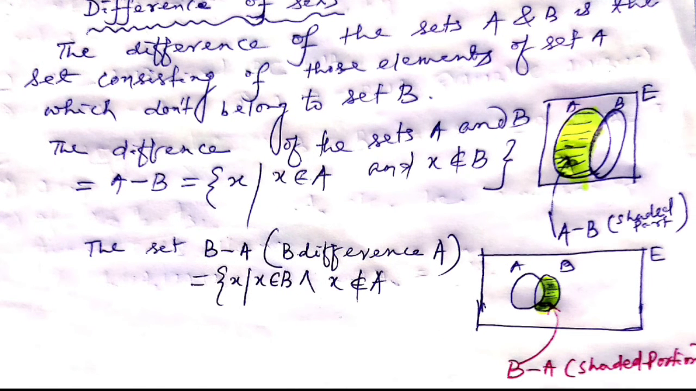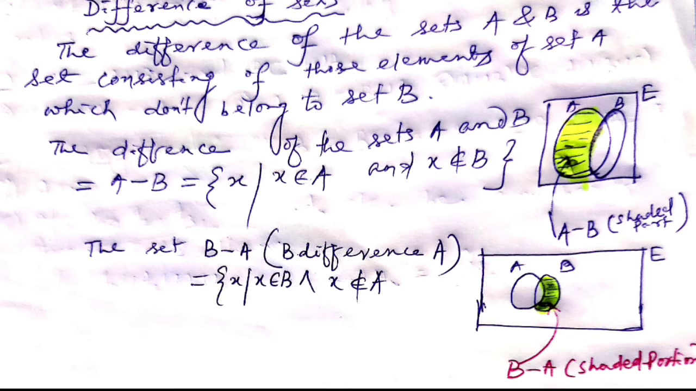Difference of sets. The difference of sets A and B is the set consisting of those elements of set A which do not belong to set B. That is, the difference of sets A and B, written as A minus B, read as A difference B, is the set of all x so that x belongs to A and x does not belong to B. Look at the Venn diagram. The shaded portion shows the set A difference B.